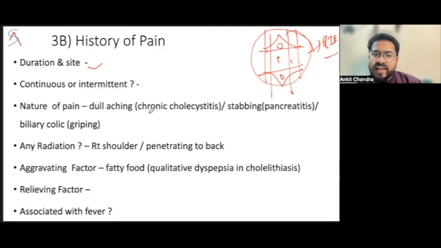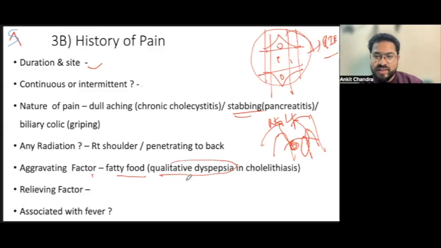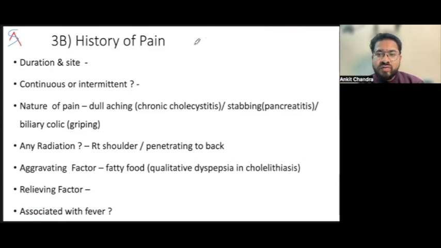If it is dull aching, it could be cholecystitis, gallbladder related. Stabbing, severe, intolerable pain could be due to pancreatitis. Biliary colic, gripping type of pain, could be due to the bile duct or biliary system. Whether the pain radiates or not: in the human body, pain related to the gallbladder might go toward the right shoulder. Pain related to the spleen may radiate to the left shoulder. For the aggravating factors, if it is due to fatty food, generally in cholelithiasis, there is a qualitative dyspepsia. What happens in case of cholecystitis pain?